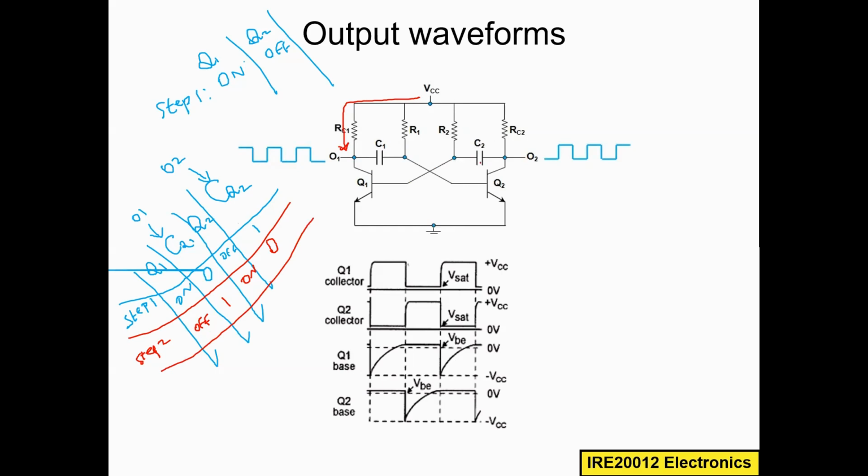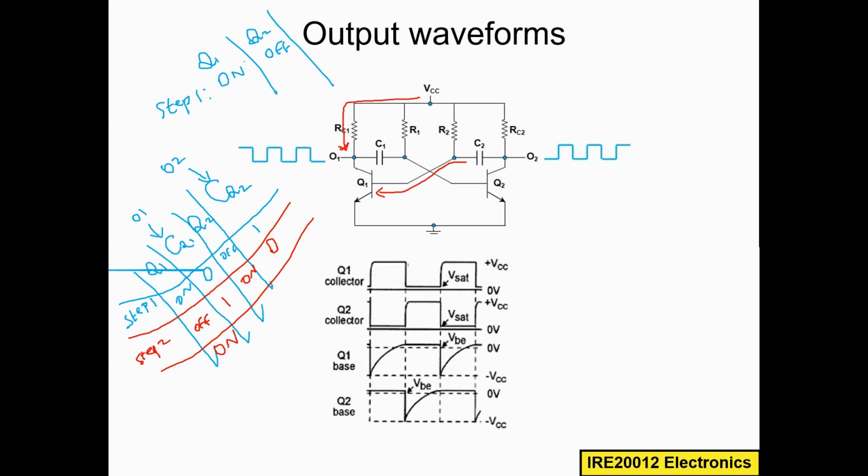At the same time, this C2 is charging. So now the C2 is charging, and after it becomes fully charged, it will discharge its charges. And then that discharging voltage will drive the base of Q1. Now Q1 will become on again. This is the Q1, right? So now the Q1 will become on again.